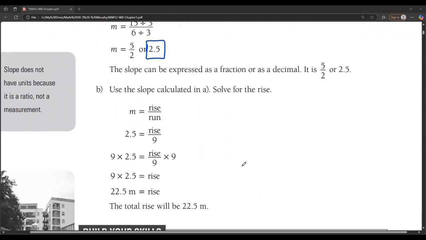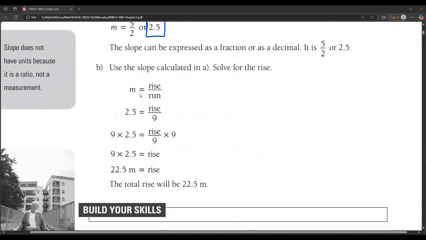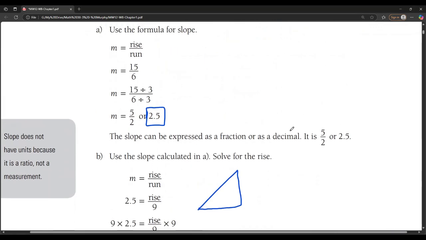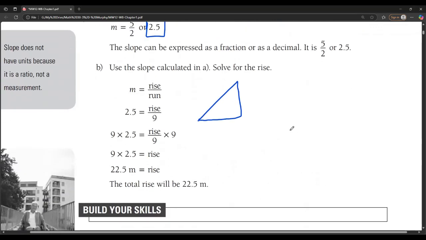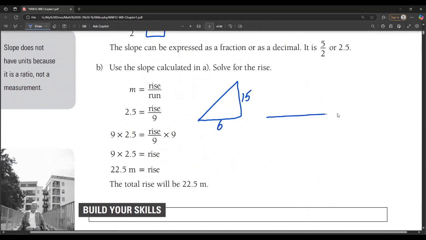Okay, now we have the slope. So you're going to use your equation here again. And what they're saying is, the last ramp that we had was a 15 and a 6. So 15 up, 6 over. What they're saying is, what happens if we extend it to 9 using the exact same slope? See how it's kind of on the same angle? The question is, what is it here? But we're going to use our slope to figure that out.